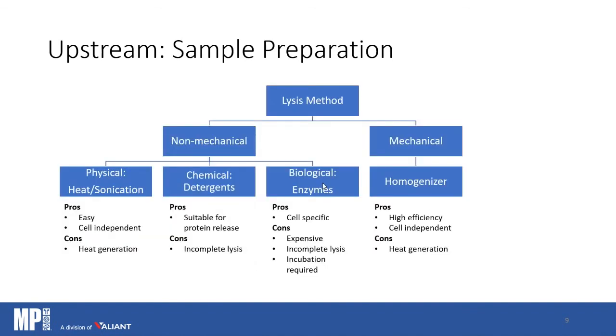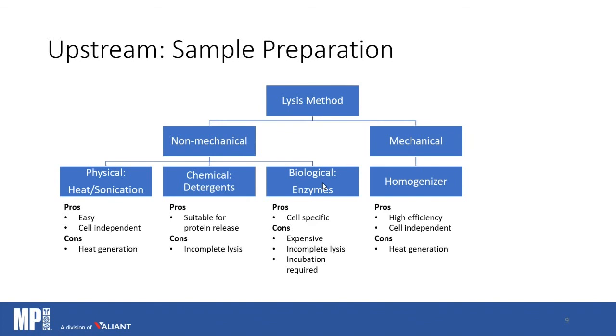There are many ways to lyse the sample. It can be generally split into two major groups, the non-mechanical methods and mechanical methods. Non-mechanical methods can be further split into three types, which are the physical, that uses heat and sonication, chemical method that uses detergents, and biological method that uses enzymes to lyse the cell. On the other hand, mechanical methods use a homogenizer to break open the cells. Underneath each method are the pros and cons.